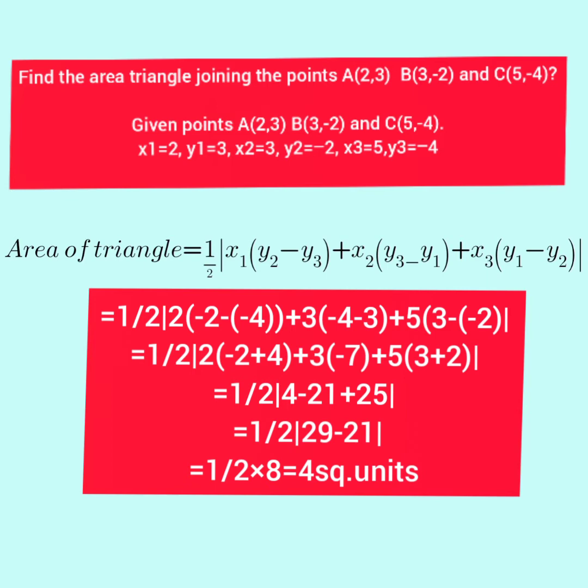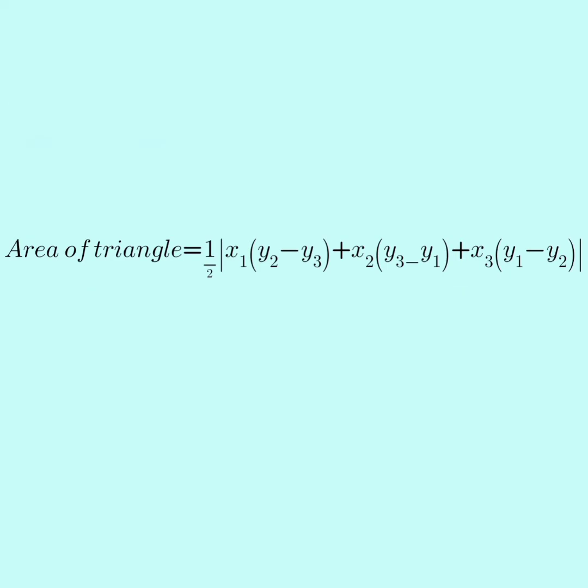Find the area of triangle joining the points A (2, 3), B (3, minus 2) and C (5, minus 4). 1 by 2 modulus 2 into y2 minus y3, minus 2 minus of minus 4, plus 3 into minus 4 minus 3, plus 5 into 3 minus of minus 2. When we simplify this one, we'll get area of triangle is equal to 1 by 2 into 8, that is equal to 4 square units.